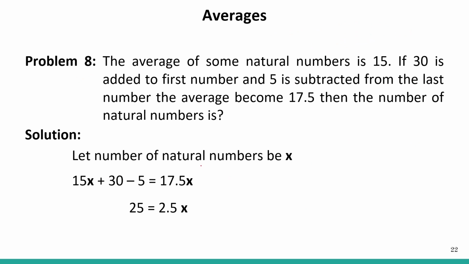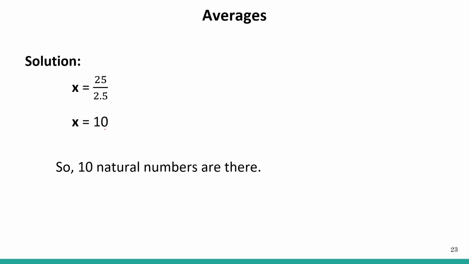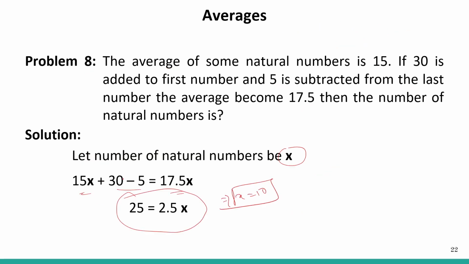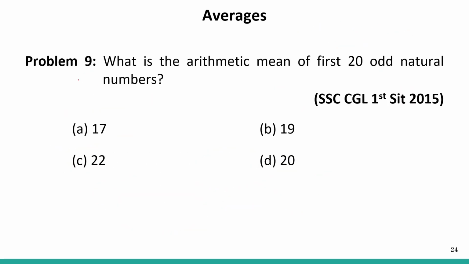So let the number of natural numbers be x. So 15x plus 30 minus 5 is equal to 17.5x. So 25 is equal to 2.5x. So x is equal to 10, right? So 10 natural numbers must be there. So 10 is the correct answer. And 30, 15, these are all wrong answers. 20 is also wrong.